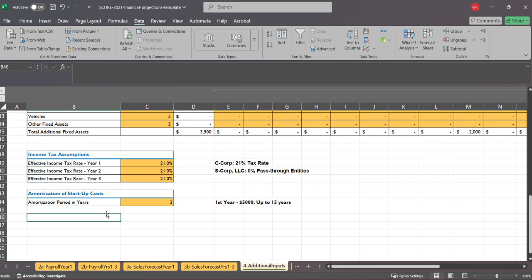And that's it. Okay, so we've completed the additional inputs tab. The next video we'll be looking at operating expenses.